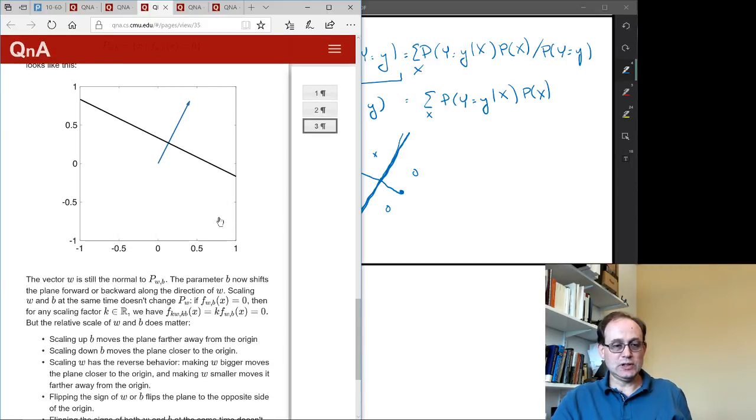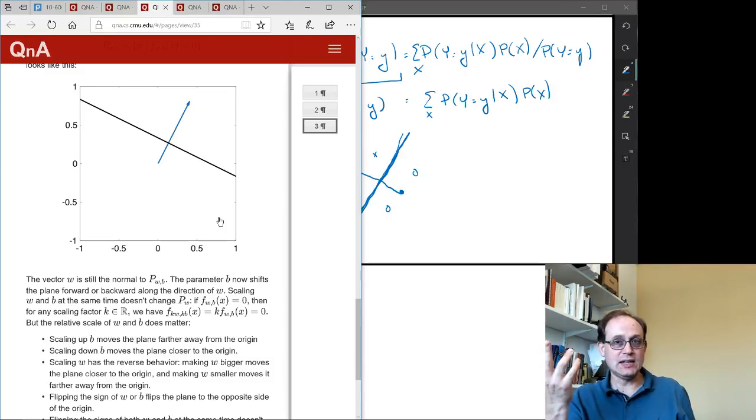So another useful thing to think about is the behavior of the function in the plane when we scale w or b. If we scale w and b together, let's say we multiply both of them by 3, that doesn't change the plane. It doesn't change the decision surfaces at all. If w dot x minus b was equal to 0 before, then 3w dot x minus 3b is still equal to 0.